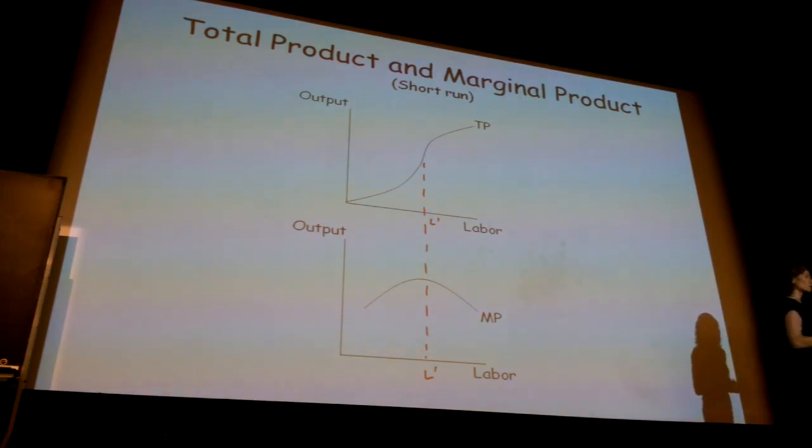But now I also want to talk about average product. So I'm going to draw the average product curve up here, and then we'll talk about why it has the particular shape that it has. That wasn't a good example. Let me start again.